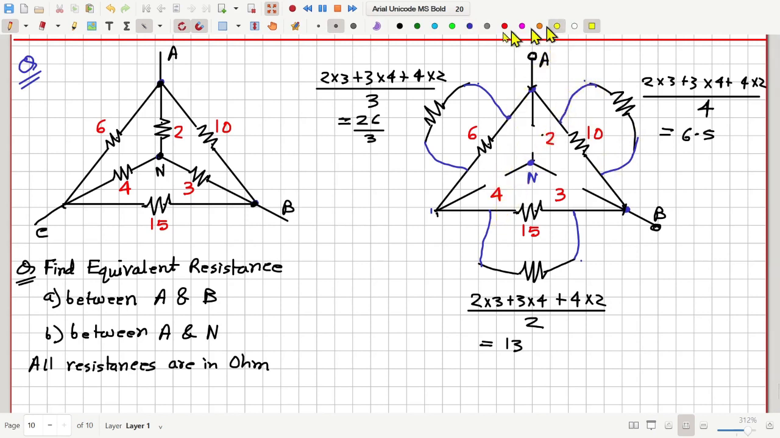Now clearly you can see that these two resistors are in parallel, then these two resistors are in parallel, and finally these two resistors are in parallel. So let me get rid of this inside star, which is no longer there now.